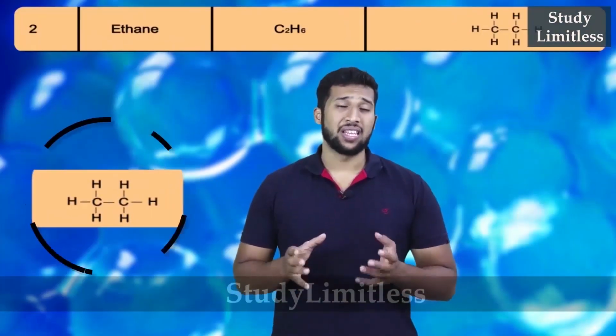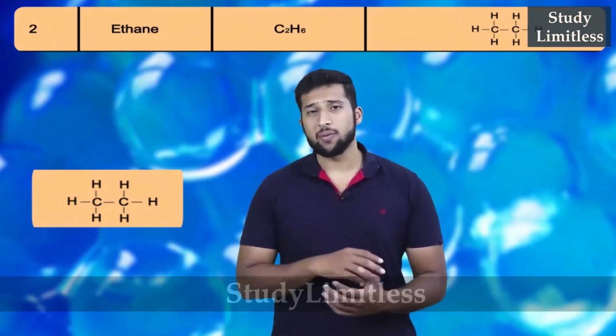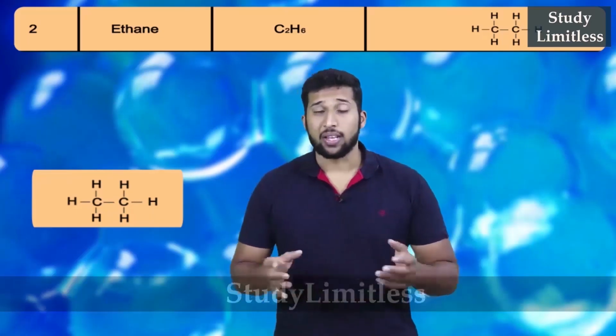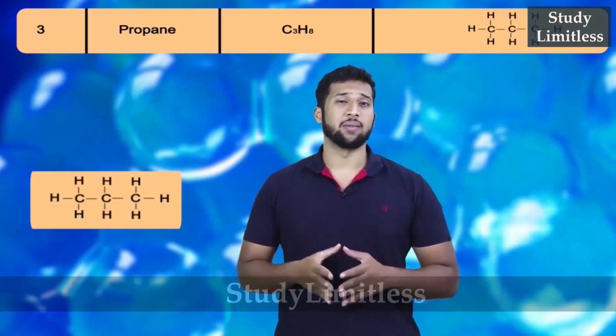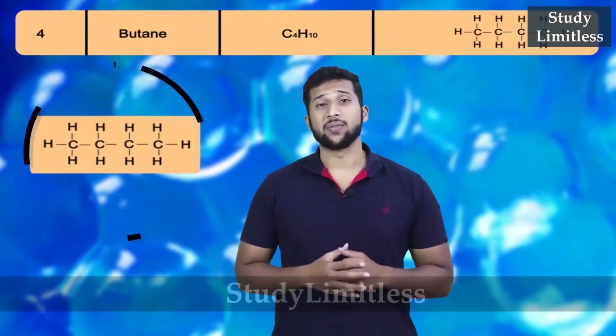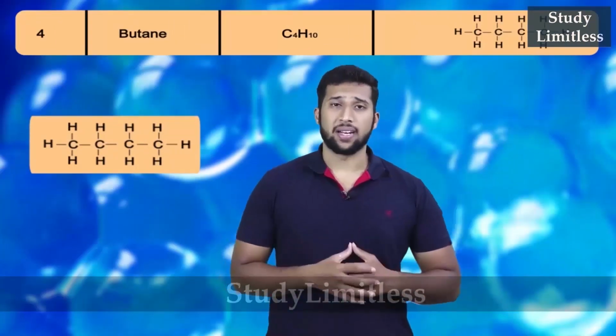Then you have ethane, where you have 2 carbon atoms. And again, no matter how much you play with the structure, you're going to end up with a straight chain only. Then you have propane. In propane, you have 3 carbon atoms, and hence nothing can be played around much. Now, butane is where things start to get interesting. Butane is where you have 4 carbon atoms.